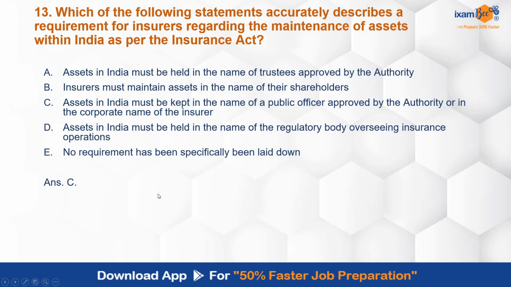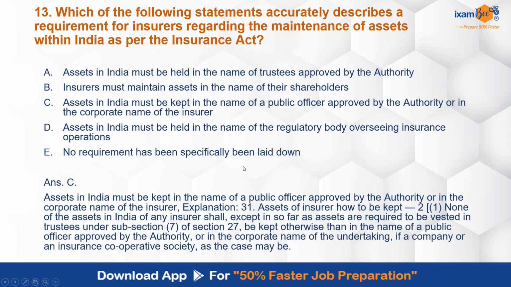Correct answer is C. Assets in India must be kept in the name of public officer approved by authority or in the corporate name of the insurer. Section 31, assets of insurers, how to be kept, is covering this point.